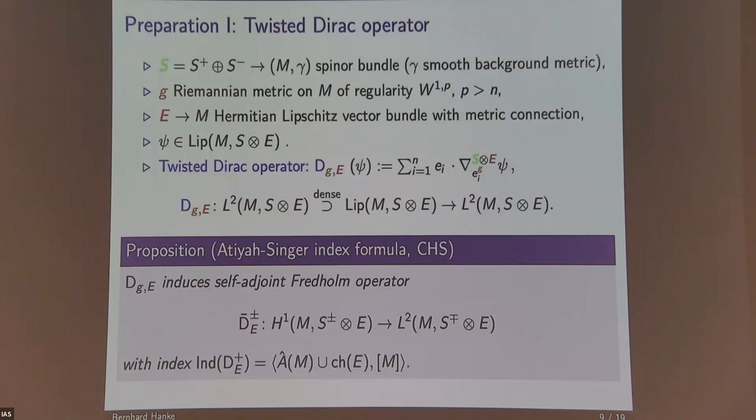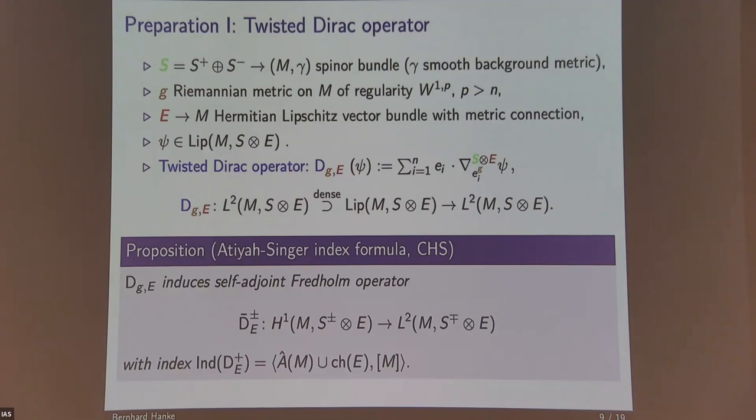So this gives us, from Lipschitz sections, recall that each Lipschitz function is almost everywhere differentiable with essentially bounded derivative. And because we have a closed manifold, which is compact, we can plug in a Lipschitz section here and we get out for sure an L2 section in our bundle. The Lipschitz sections are dense in the space of L2 sections.